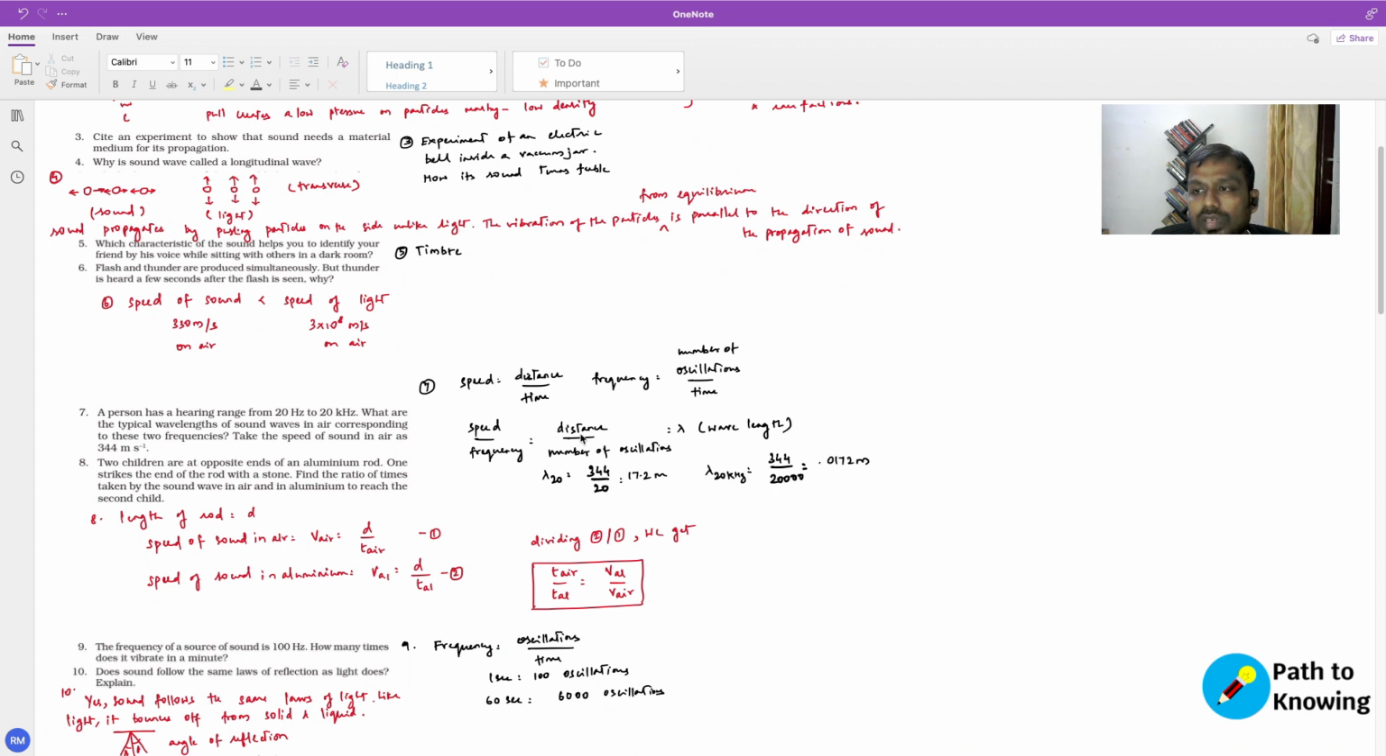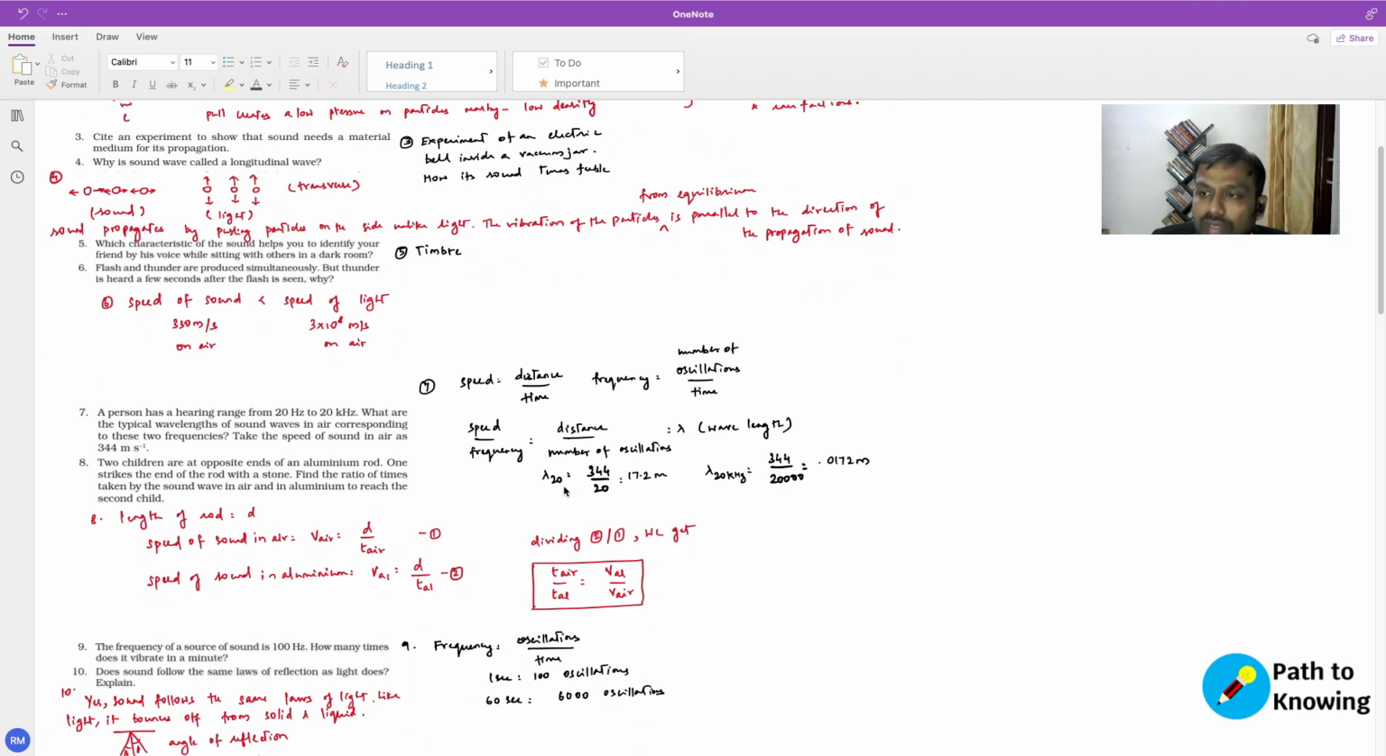So speed over frequency becomes the distance by the number of oscillations, and that is nothing but the wavelength. Because if the number of oscillations is 1, then the distance covered will just be the distance covered by 1 oscillation, right? So speed over the frequency is equal to lambda, which is the wavelength.